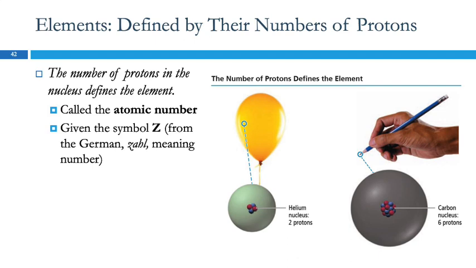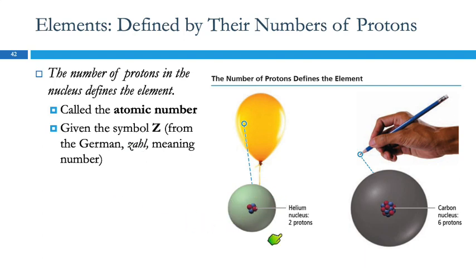So the number of protons is important. The number of protons in the nucleus defines the element. This is called the atomic number, and it's given the symbol Z from the German word Zahl, which means number, even though atomic number starts with A, but this was done in German.